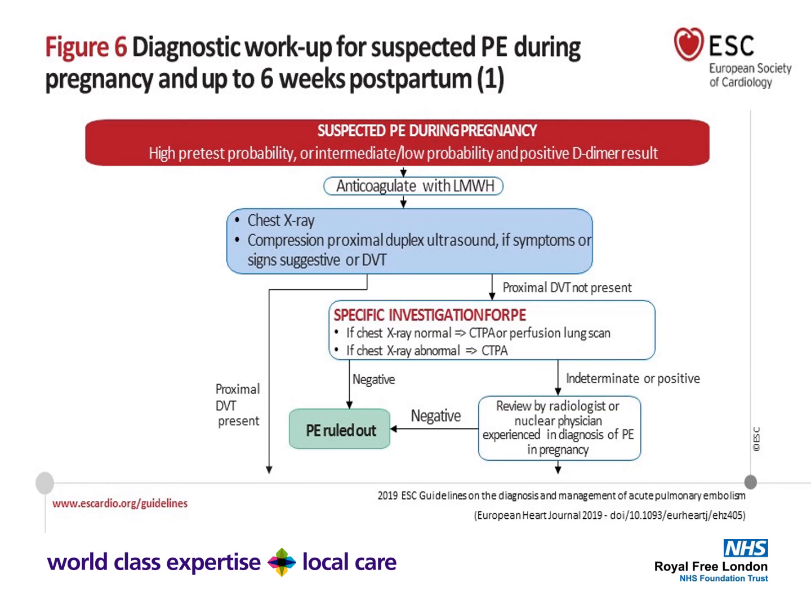And then you can see where if there's a DVT present, then of course the patient will get anticoagulated without the need for doing CTPA. If a proximal DVT is not present, then you could proceed to a normal chest X-ray for CTPA or perfusion lung scan. If both of those are negative, then PE is ruled out.